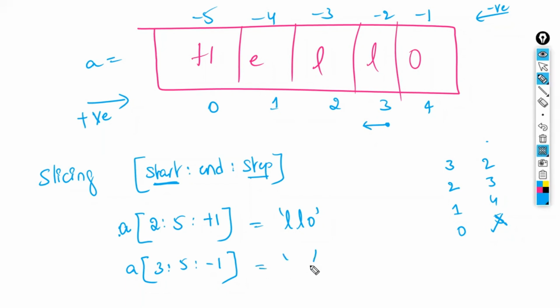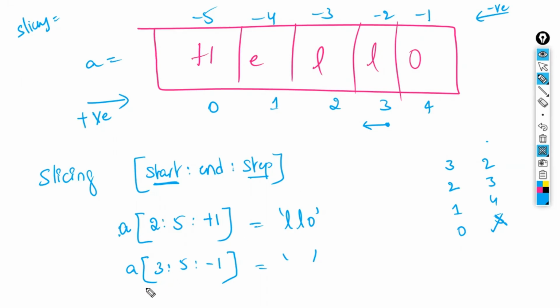In slicing, you'll never get an error. If it is possible, whatever the value is there, it will print the value. If nothing is possible, it will just give an empty value. In slicing, an error is never possible. If something is available, whatever is available will be printed. If nothing is available, nothing will be printed.